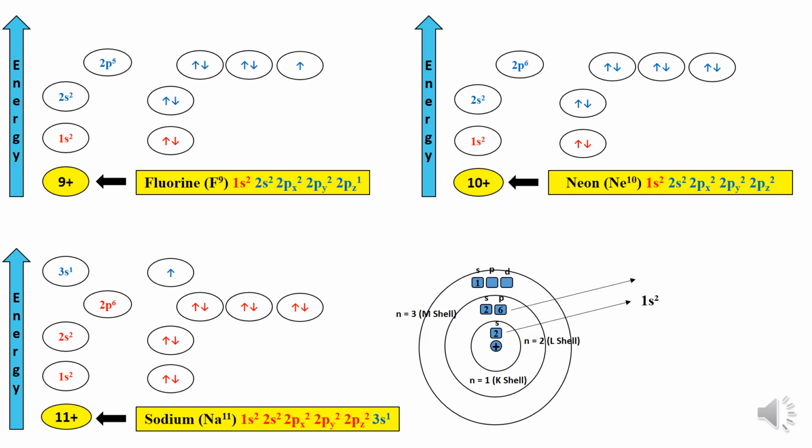So overall the electronic configuration will be 1s2, 2 electrons in the s subshell of the first energy level, 2 electrons in the s subshell of the second energy level, 6 electrons in the p subshell of the second energy level, and only 1 electron in the s subshell of the third energy level. So overall, the electronic configuration of sodium is 1s2, 2s2, 2p6, 3s1.